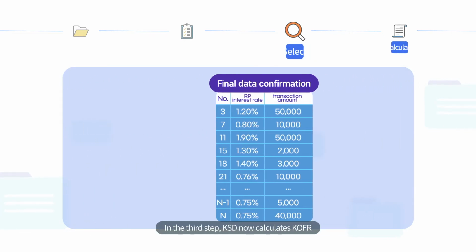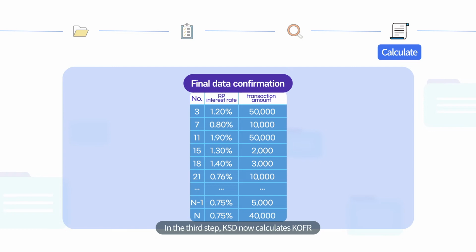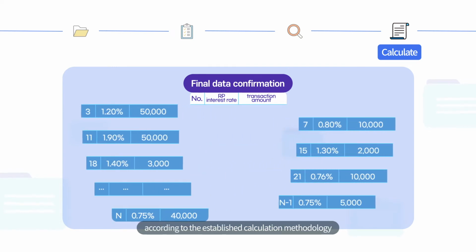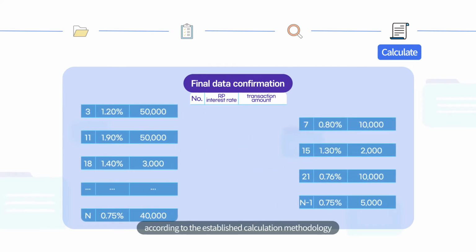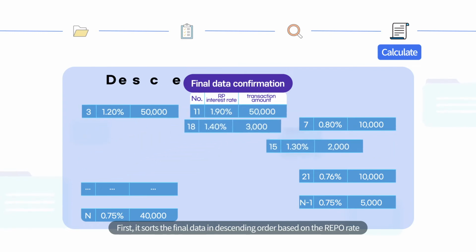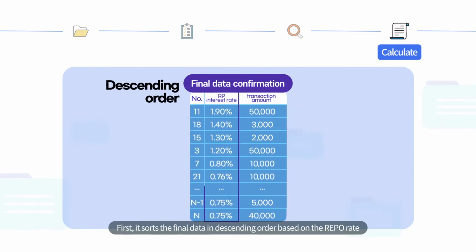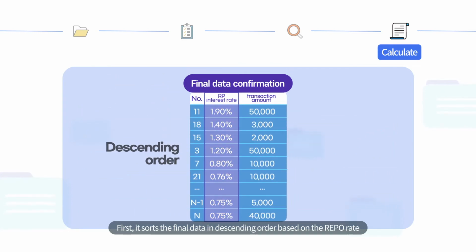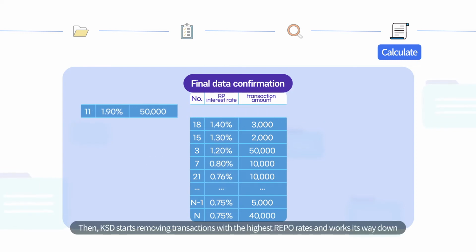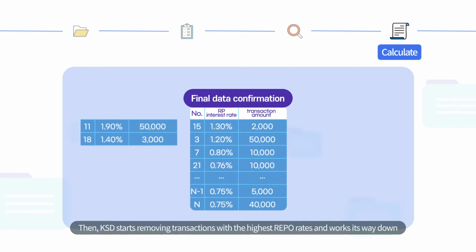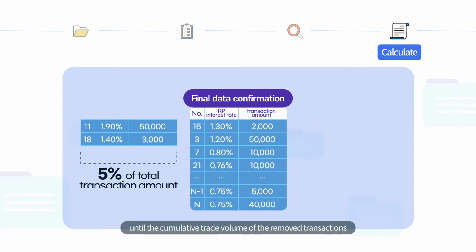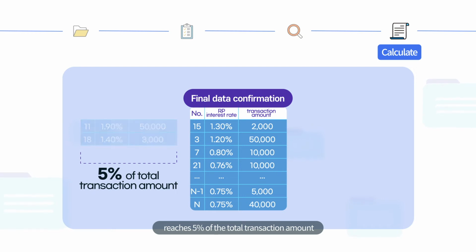In the third step, KSD now calculates KOFR according to the established calculation methodology. First, it sorts the final data in descending order based on the repo rate. Then, KSD starts removing transactions with the highest repo rates and works its way down until the cumulative trade volume of the removed transactions reaches 5% of the total transaction amount.